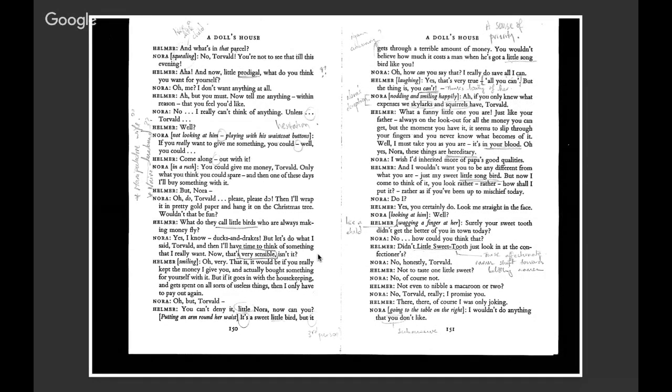Helmer asks, "And what's in that parcel?" And Nora squeals. Again, you get this behavior from her character that actually reinforces the childlike nature that has been imposed upon her. It's really interesting how she behaves in this first act. We aren't really sure whether she's acting.